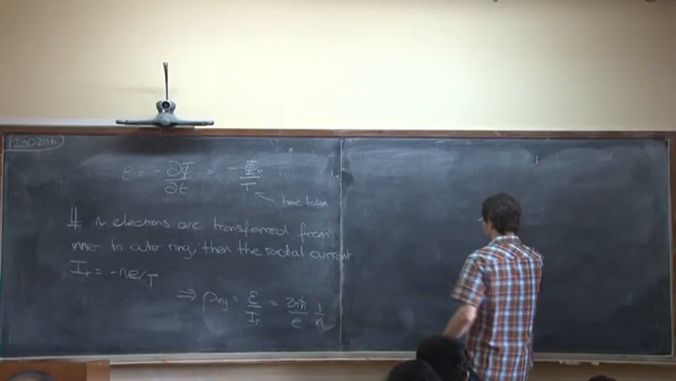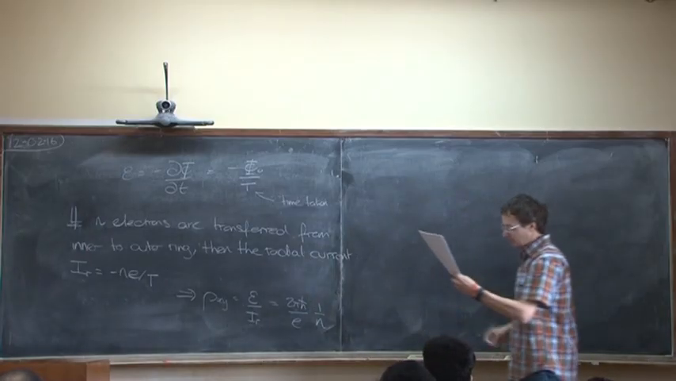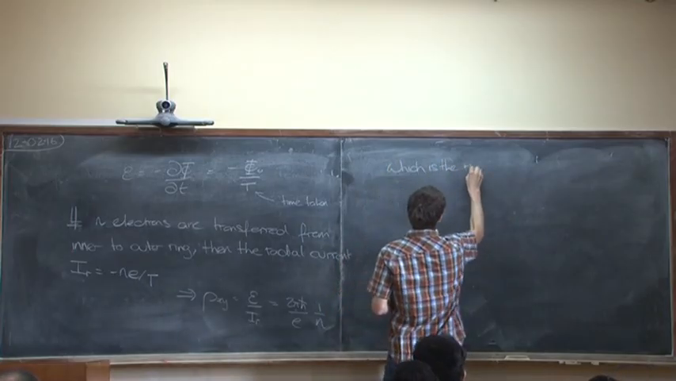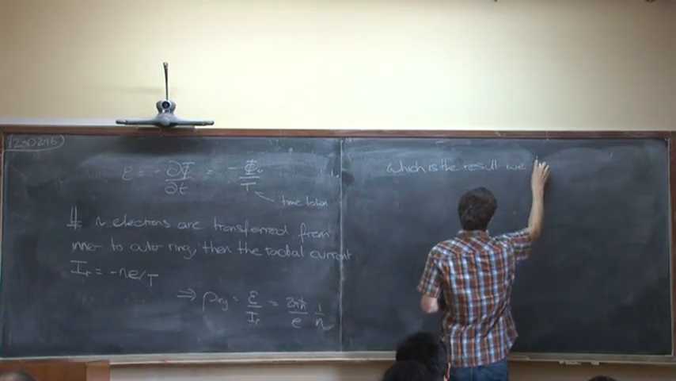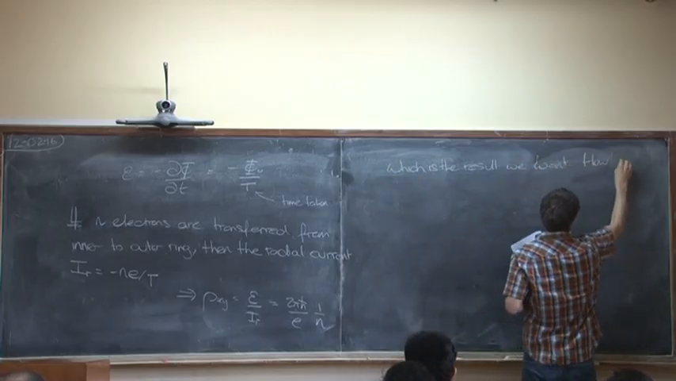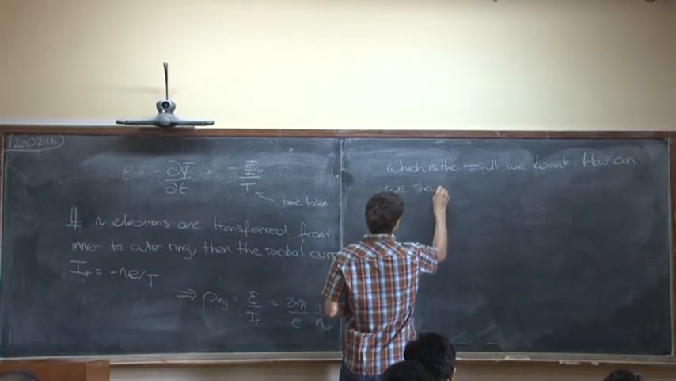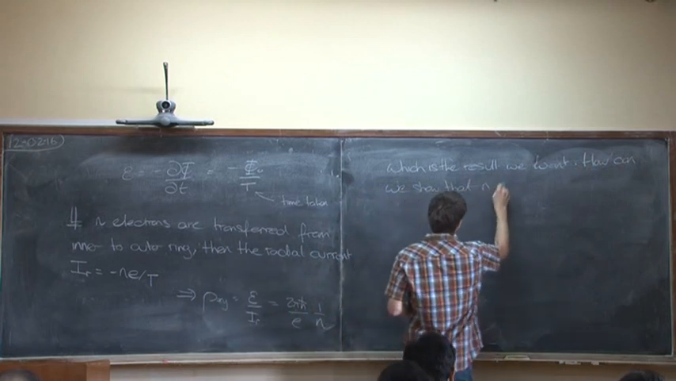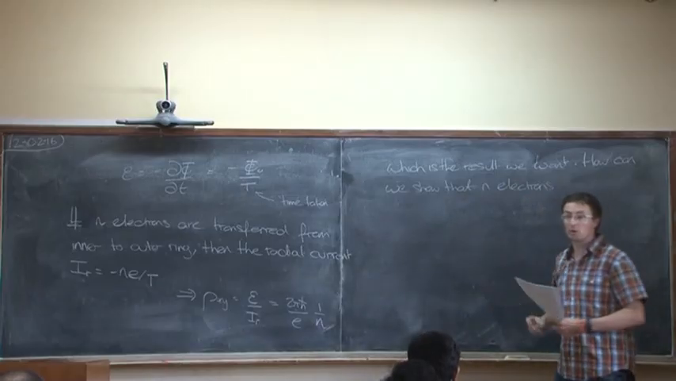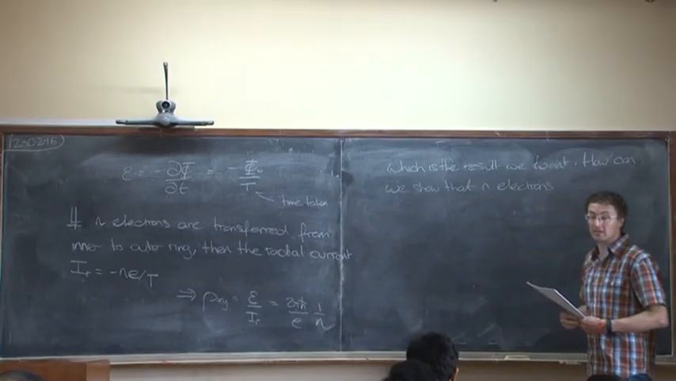This rho xy is to be viewed as rho r phi. Rho r phi, exactly, yes. So this is the result that we want. So how can we show that n electrons are transferred? N is just the number of electrons that go across. Of course, we're going to have to argue that n is equal to the number of filled Landau levels if we really want to make this argument.